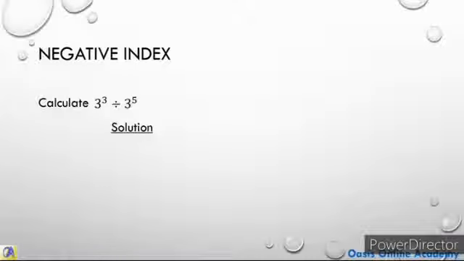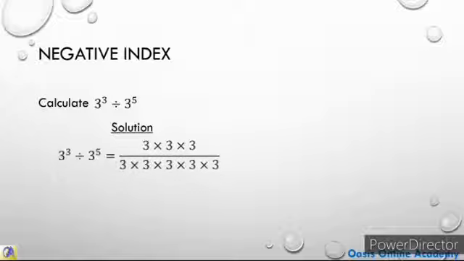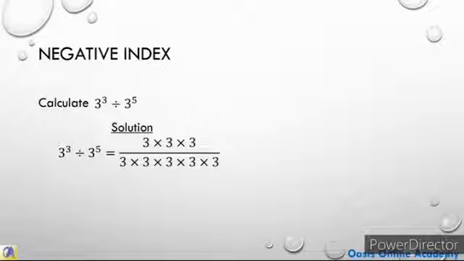Now the negative index. Calculate 3 to the power 3 divided by 3 to the power 5. Observe that the first number has a power smaller than the second number. So we write it out in expanded form, and then we go ahead to divide the numbers up by the numbers down in a corresponding manner. By the end, we will still have two 3s down. That's 1 all over 3 to the power 2.